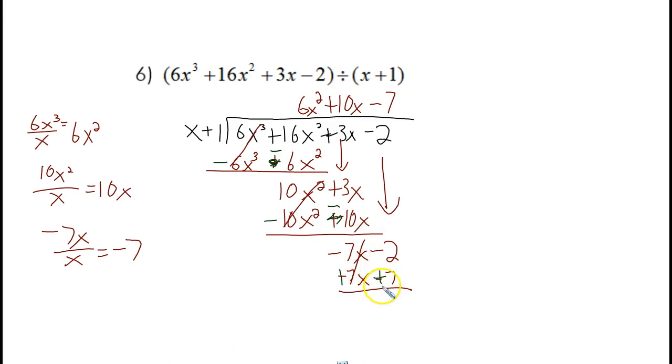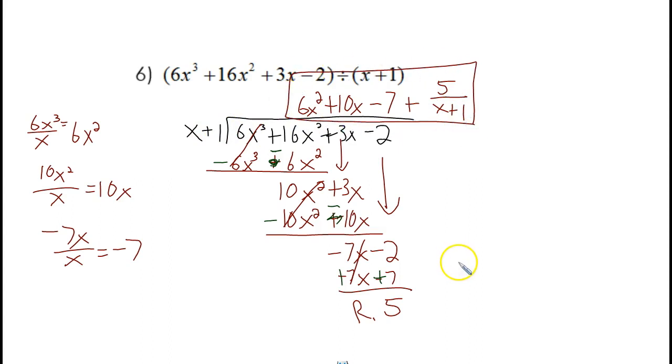We cancel out the 7x's. Negative 2 plus 7 is positive 5. That is the remainder, right? That's the remainder. But in this problem, we put plus the remainder over what we were dividing by, x plus 1. That is the polynomial that we wanted as our answer to this division problem.